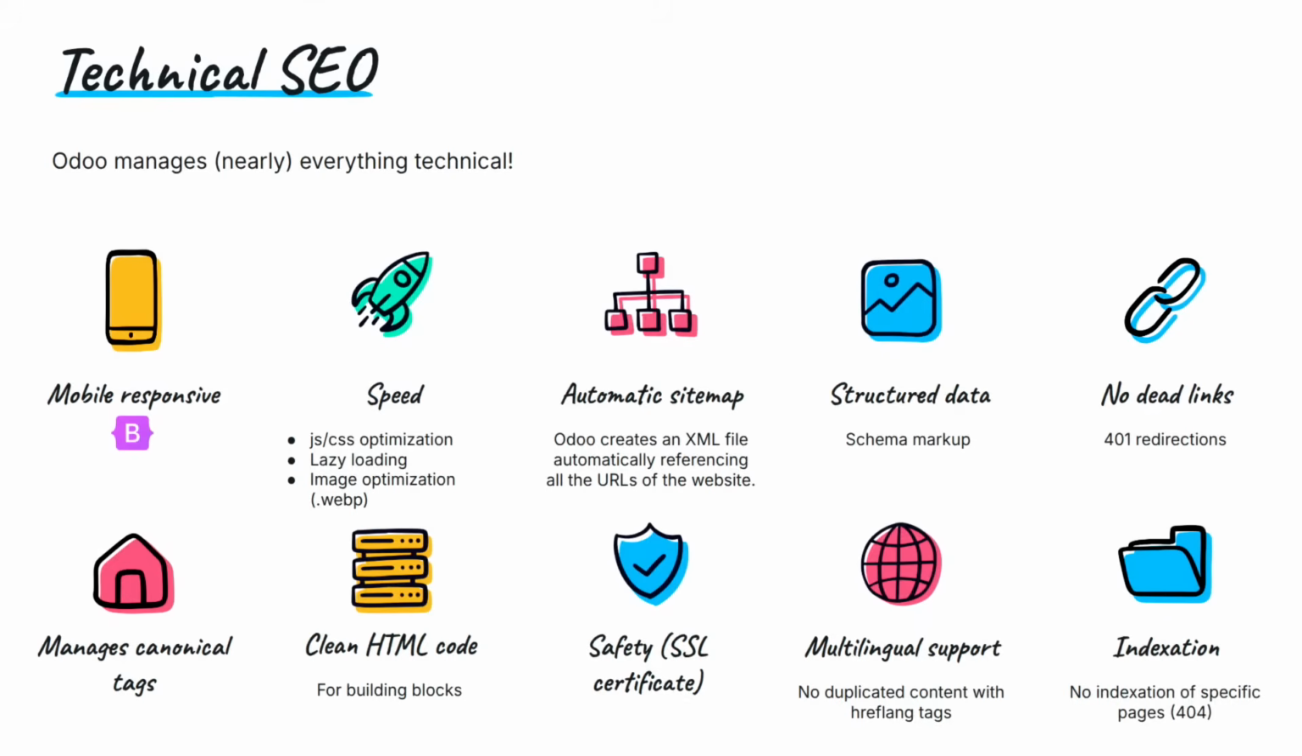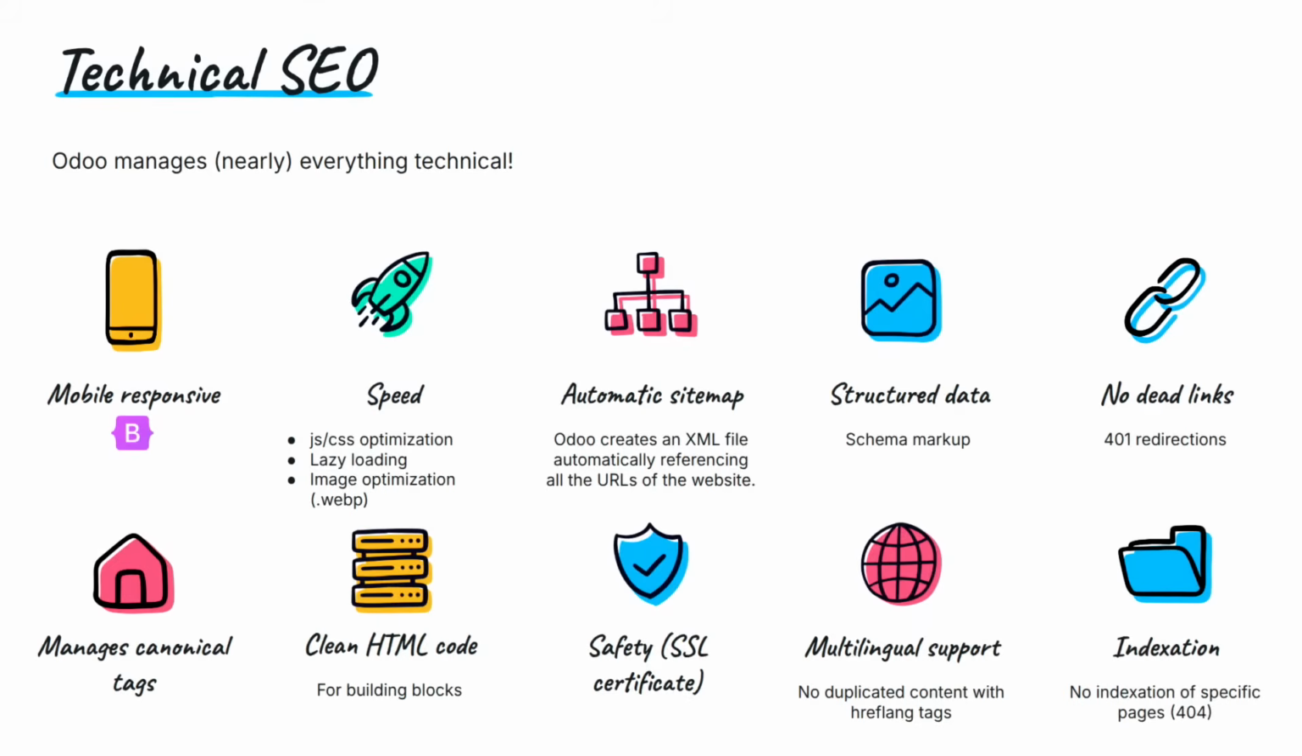When it comes to images, it also optimizes the format. So whenever you use an image on Odoo, it uses the WebP format, which keeps the quality of the image but makes it way less heavy. Another thing is Odoo generates an XML file that basically references all the URLs of your website.